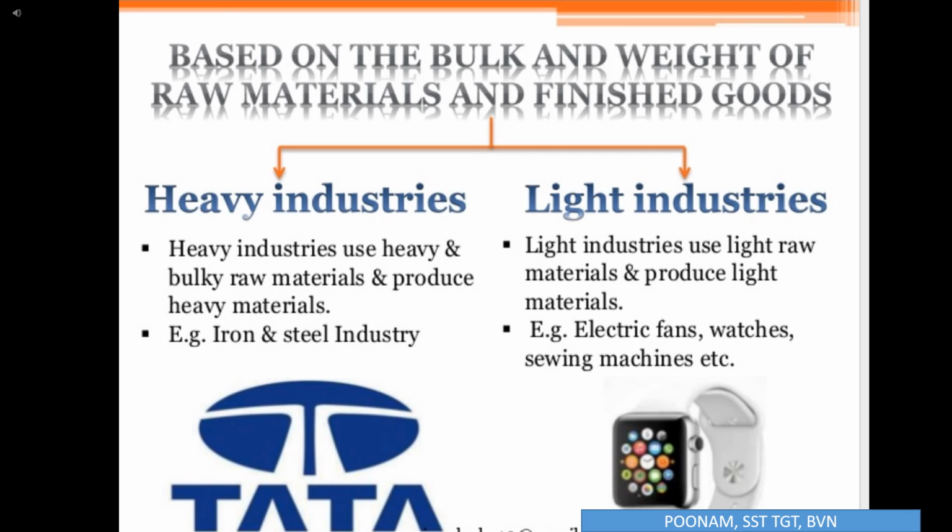Students, do not get confused with the first and the last category of industries. The first category is on the basis of the sources of raw materials used, that is, agro-based and mineral-based, whereas the fifth category or the last category is based on the bulk and weight of raw materials and finished goods. Heavy industries are those industries which use heavy or bulky raw materials and produce heavy materials, like iron and steel industries, whereas light industries are those industries which use light raw materials and produce light materials. For example, electric fans, watches, bulb, etc.